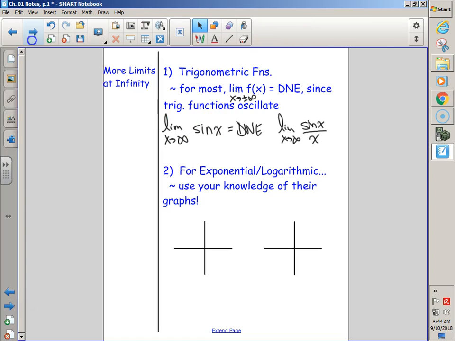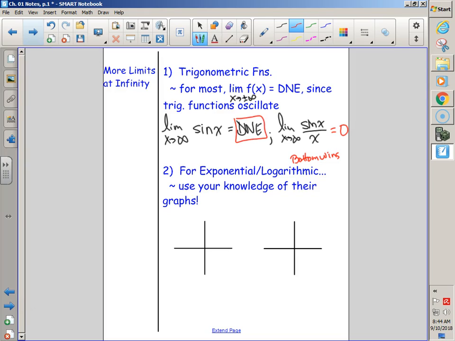Does sine win? Does it get bigger faster? Or is sine stuck? Sine goes in between 1 and negative 1. Who's able to get way bigger, way faster? Bottom wins. X gets bigger and bigger and bigger. Sine stays stuck forever. So bottom wins. The limit of that one is 0, even though the limit of this one is DNE.